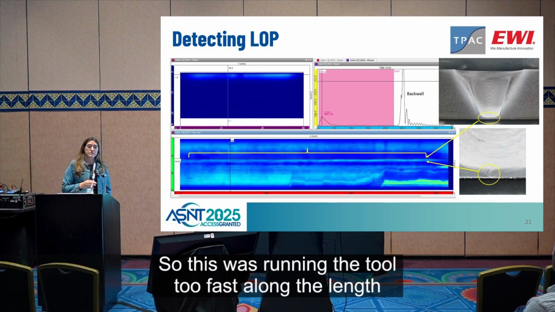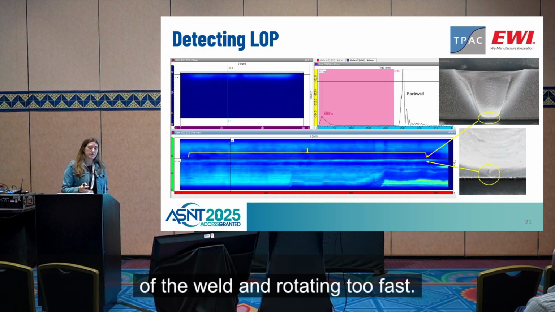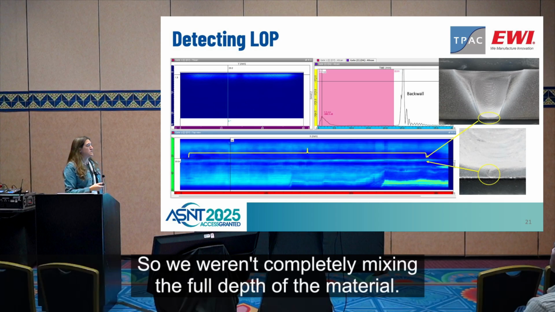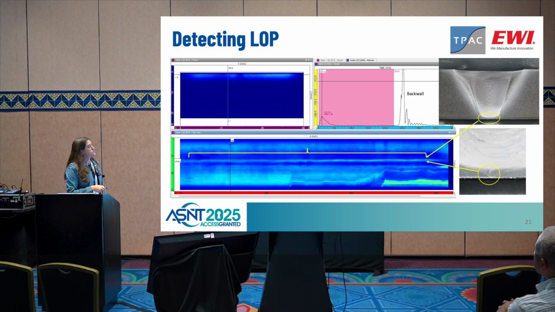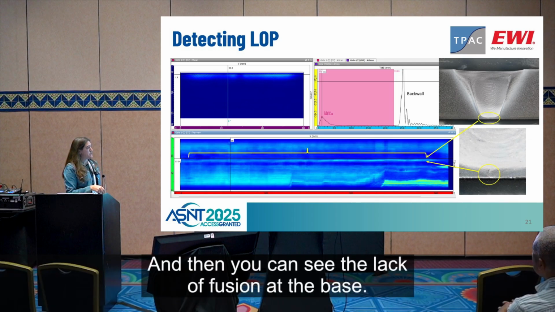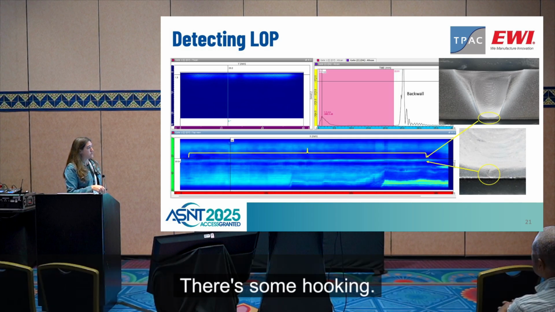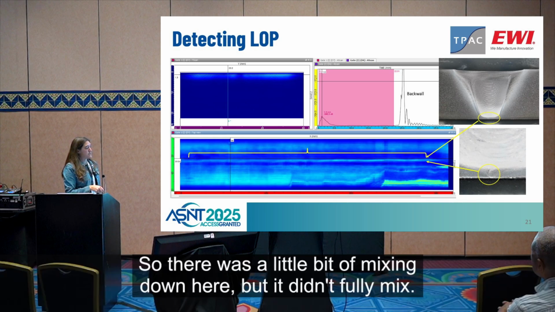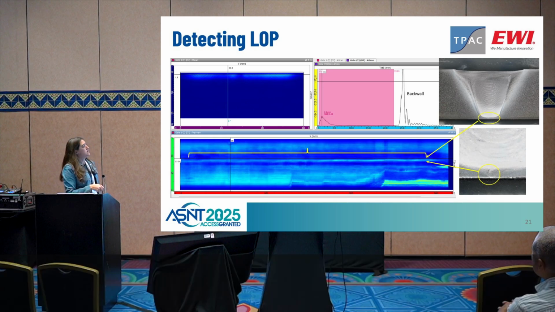So this was running the tool too fast along the length of the weld and rotating too fast, so we weren't completely mixing the full depth of the material. So here's the lack of fusion depth, and then you can see the lack of fusion at the base. There's some hooking, so there was a little bit of mixing down here, but it didn't fully mix.